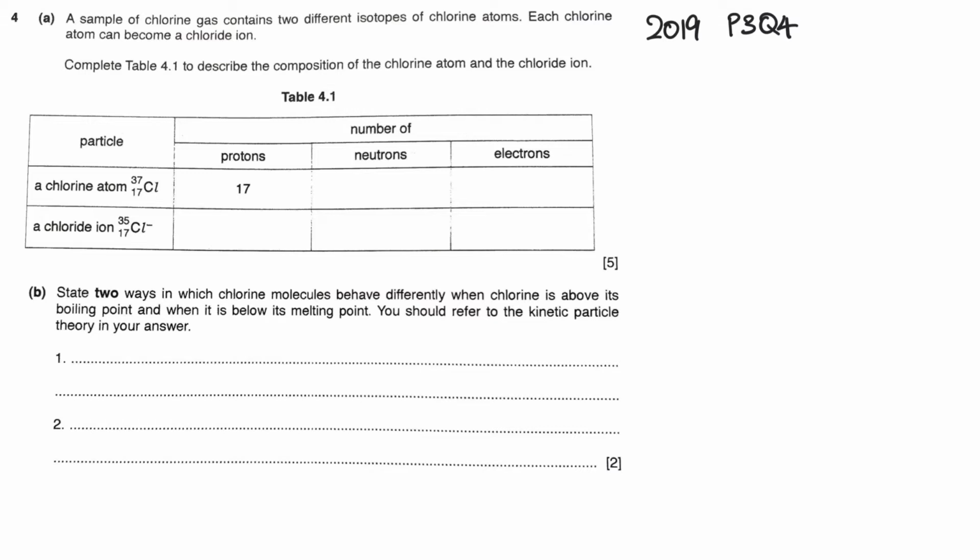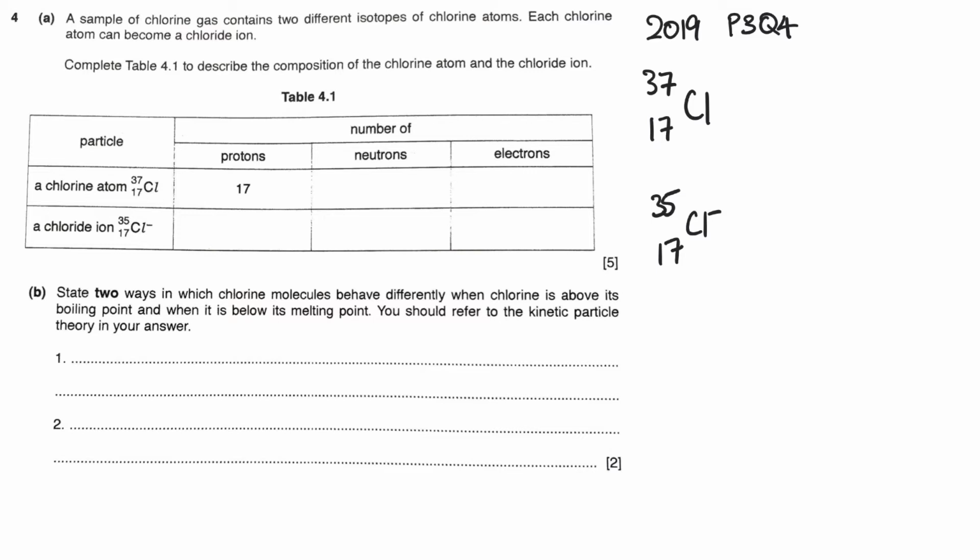Okay, so this question is a little bit tricky because one's an atom, one's an ion. But let's break it down. One is a 17 chlorine atom, the other one is a 17 chloride ion. First off, we take the bigger number minus the smaller number, we have the number of neutrons.